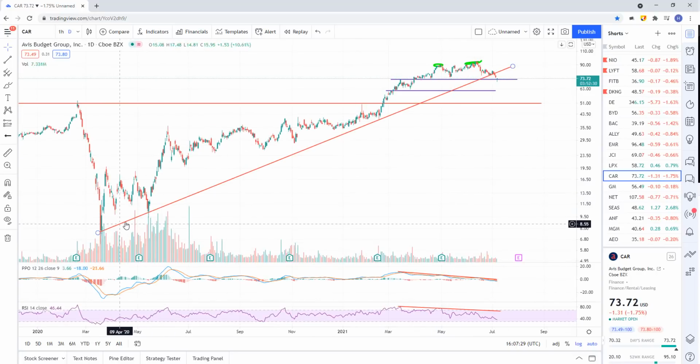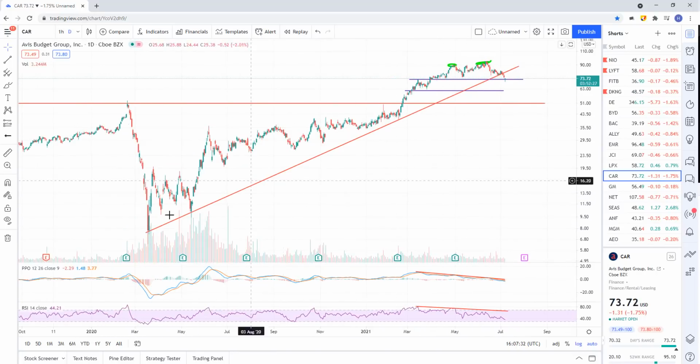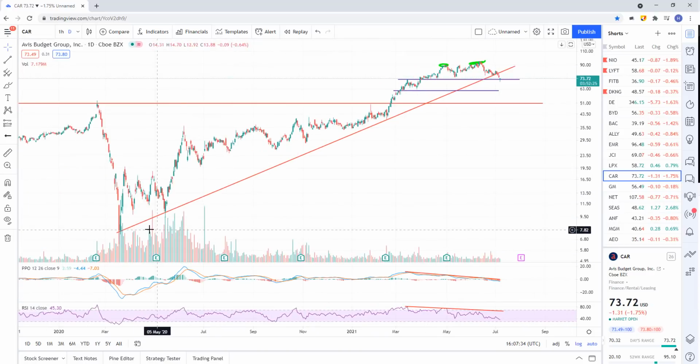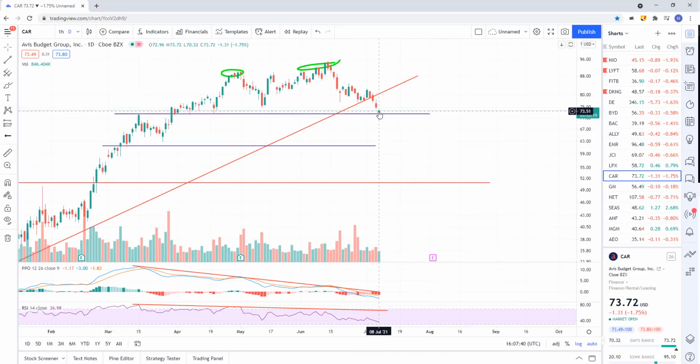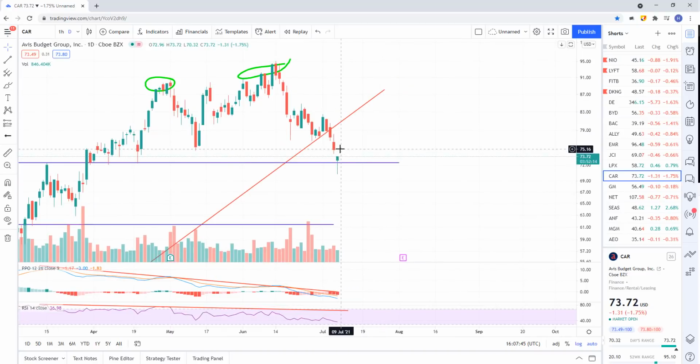And you've got a big upward trend line right there. You've got negative divergence up here at the highs. We have a break of trend and a sell signal. So I am looking for this bounce that's happening so far today to fizzle out.